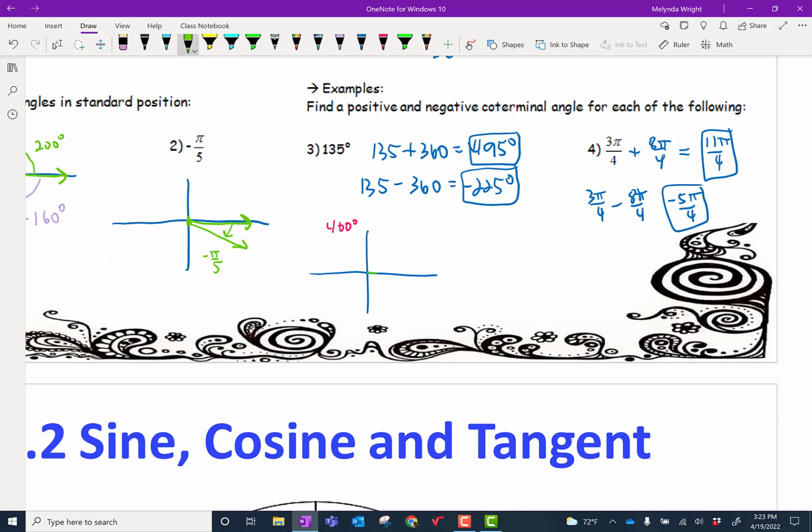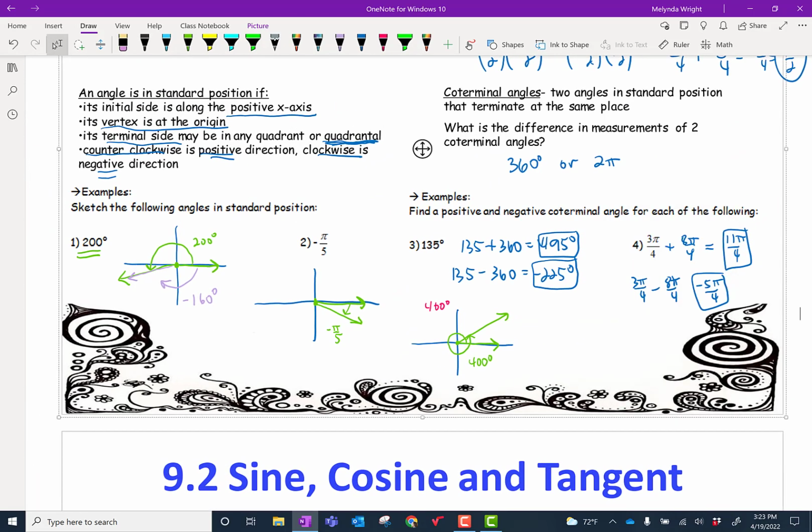So let's start with our initial side. Here's our vertex. We're going to rotate all the way around. That's 360. And we're going to go a little bit farther. And that would, let's draw our arrow. And this would be 400 degrees. So if there's more than one rotation, you just continue drawing the circles to show how you got to that location. And you're putting the angle on there so that you can show which way you rotated. All right. Okay.